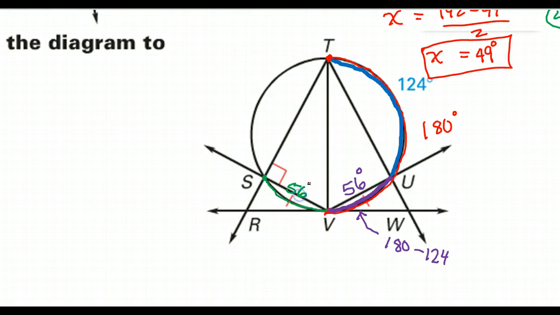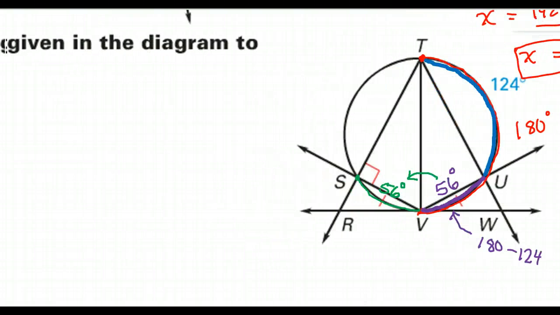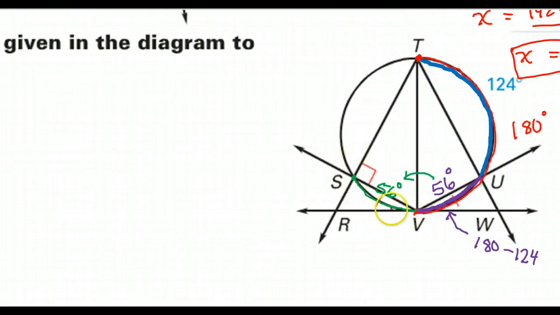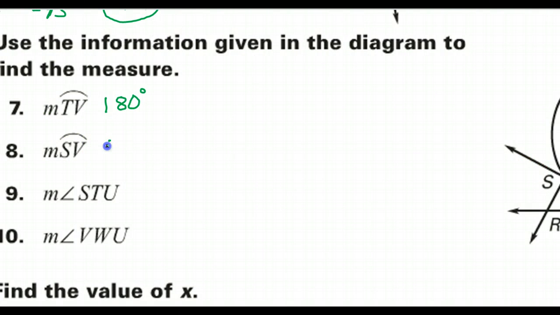Okay, so that will also be 56 degrees. Okay, it came from that. Wow, okay, man, these problems are pretty tough. So arc SV is 56 degrees, but I feel like I might have blown some of your minds. So 56 degrees. Whew, maybe the next one will be easier.